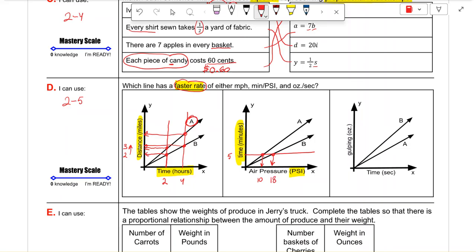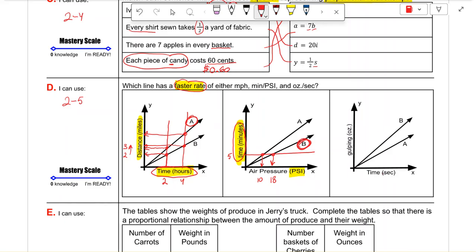So it takes 5 minutes on line A to get 10 pounds, and it takes 5 minutes on line B to get 18 pounds. Well, 18 pounds of pressure in 5 minutes is a faster rate than 10 pounds of pressure in 5 minutes. So B is your answer here. So it's alarming because it's a lower line. It's just because the time is now located on the y-axis rather than the x-axis. And on the first one, you had the time on the x-axis. So you got to pay attention to where that time is.